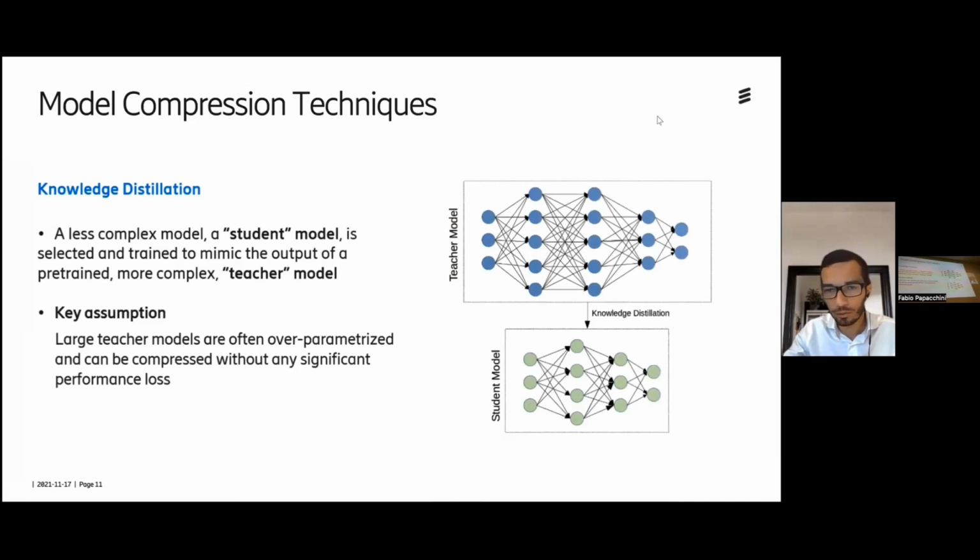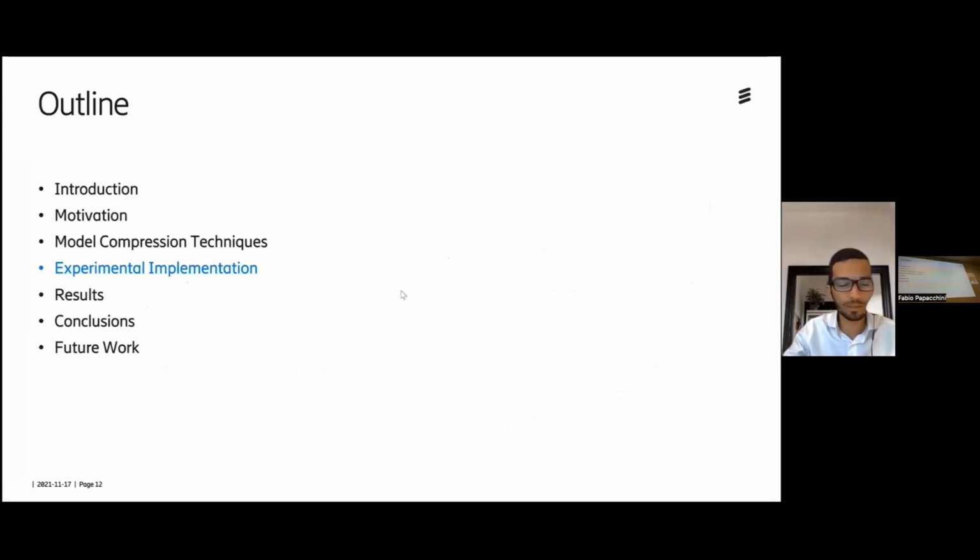And here is the example: we have a large teacher model that is complex and has more hidden layers. And we replace it with the student model that has the same number of inputs and the same number of outputs, but it's less complex and much smaller.